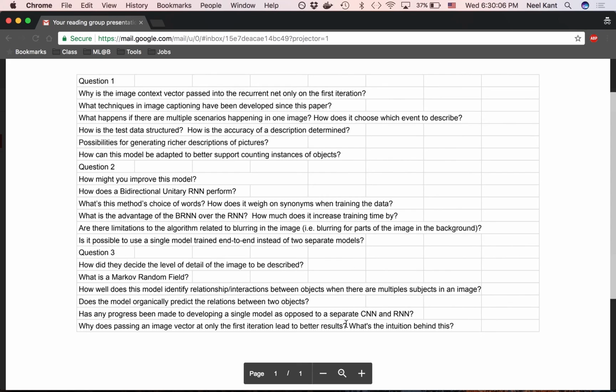Hi guys, we're gonna answer the questions now. Okay. So how is the test data structured? This was kind of answered in the presentation. We have all our images with a 5-sentence description of what the images are. How is the accuracy of a description determined? They had their R at 1, R at 5, and R at 10 model to calculate how accurate the descriptions and identification were.